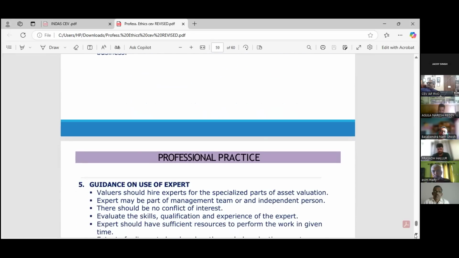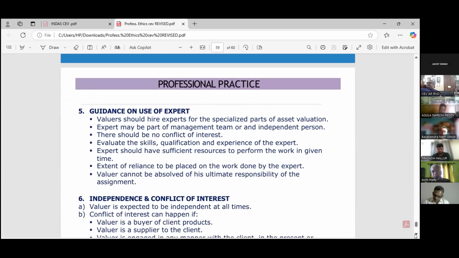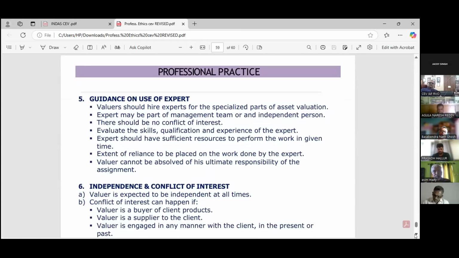Then this is very, very important. Point number 5: guidance on the use of experts. Valuers should hire experts for a specialized part of the asset valuation. Experts should be part of the management team or an independent person. There should be no conflict of interest.